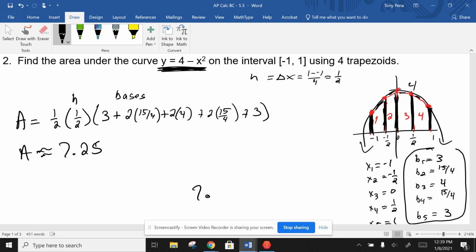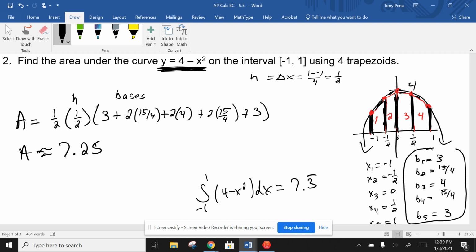Not that you need to write this down, but the real area would have been 7 1/3, and you can see how close that is. It's just a little bit less than the real area. But again, we could find the real area right now, so I don't necessarily need you to do this. Don't do this, in fact. If we just evaluated this definite integral, that will give us the real area.